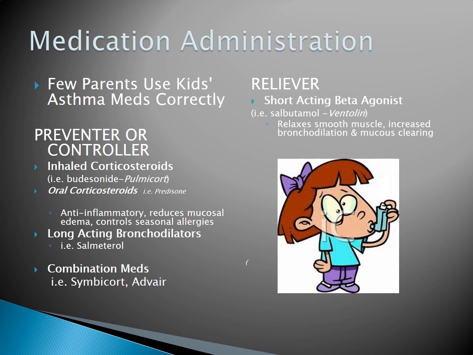So one of the main types of medications we use are what we call the relievers, or the rescue medications. And these are typically short-acting beta agonists. So a classic example is Ventolin. And this causes a relaxation of smooth muscle, increased bronchodilation, and mucus clearing.